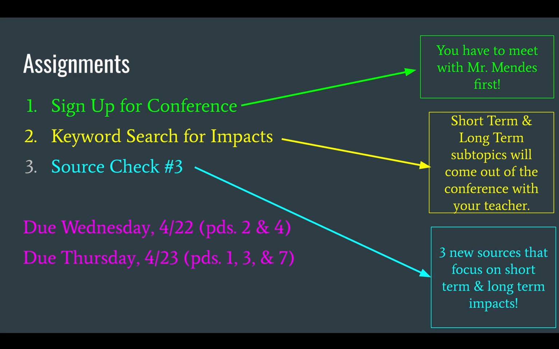And for source check number 3, you're going to come out with 3 or 4 new sources that focus on the short-term and long-term impacts, and those are reliable sources. So ones where you know the information is factual and current. And then you have some due dates here. Due Wednesday 4/22 are these 3 assignments if you're in periods 2 and 4. Due Thursday 4/23, periods 1, 3, and 7 will have these 3 assignments due.